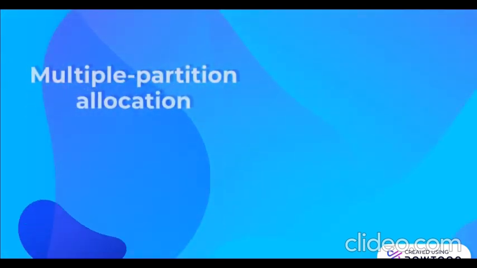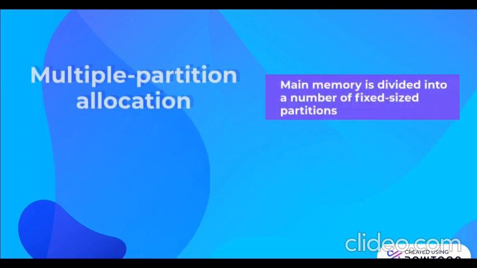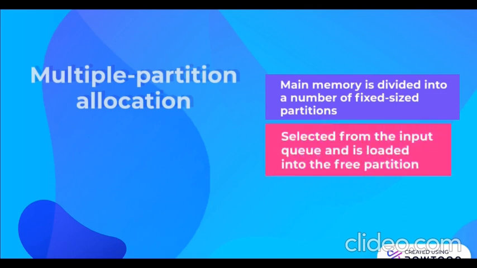Multiple partition allocation. In this type of allocation, main memory is divided into a number of fixed-sized partitions where each partition should contain only one process. When a partition is free, a process is selected from the input queue and is loaded into the free partition. When the process terminates, the partition becomes available for another process.